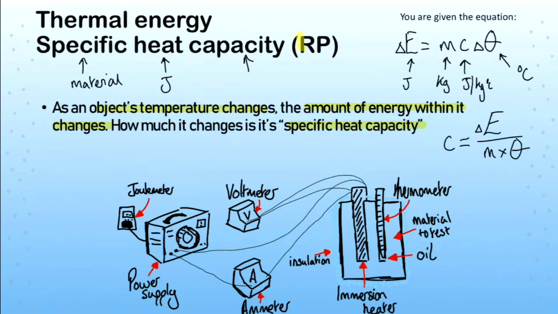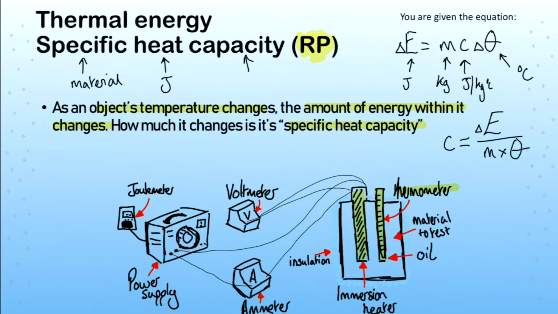Now this is a required practical, so we need to be able to describe how to calculate specific heat capacity, and so let's get to it. So the equipment that you'll need is shown below. You'll have to have firstly this immersion heater. So the immersion heater is sat inside the material and it's next to a thermometer. So the immersion heater will cause the material to heat up, and the thermometer will tell us how much it heats up by.